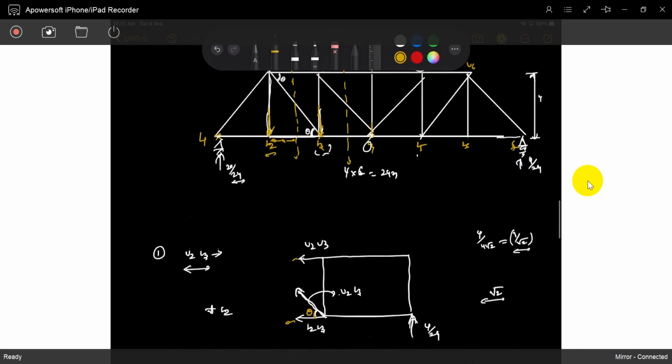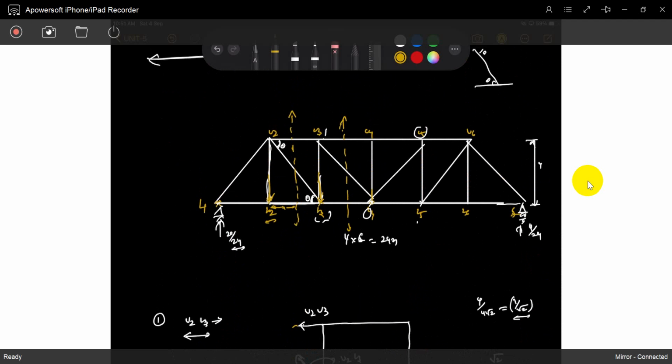You can develop it. U5 L4. You can cut it. Just to visualize, U5 L4, you cut it up to C. Up to load at L1, L2, L3, L4.